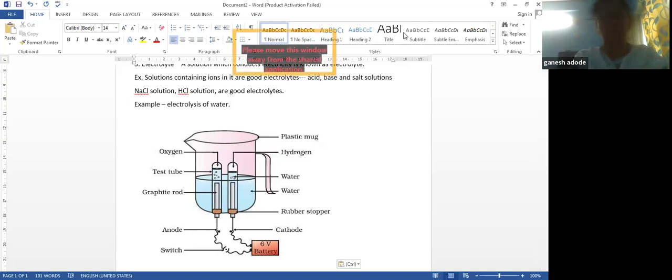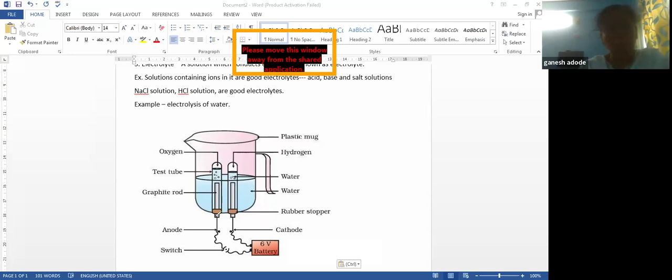See, I'm going to show you this one. These are the two graphite rods, right? Over these two graphite rods, the test tubes are placed inverted. Here also, on both of the two graphite rods, test tubes are to be placed in the inverted position. We have taken the water.